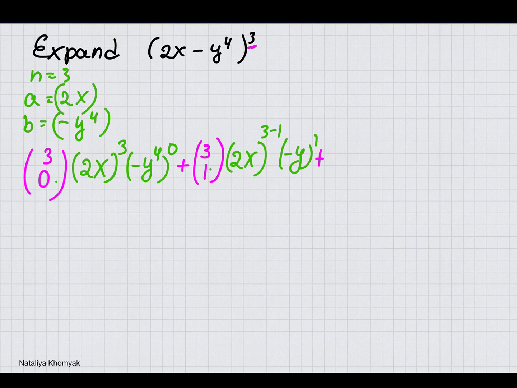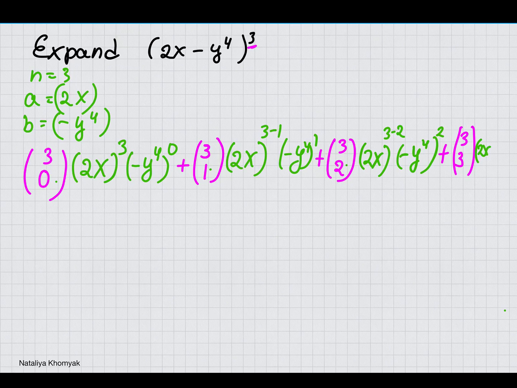The next binomial coefficient will be 3, 2. We have 2x raised to the 3 minus 2 power, and negative y to the 4th raised to the bottom exponent, 2. Next counting number is 3. 2x to the 3 minus 3 times negative y to the 4th raised to the bottom power, which is 3.